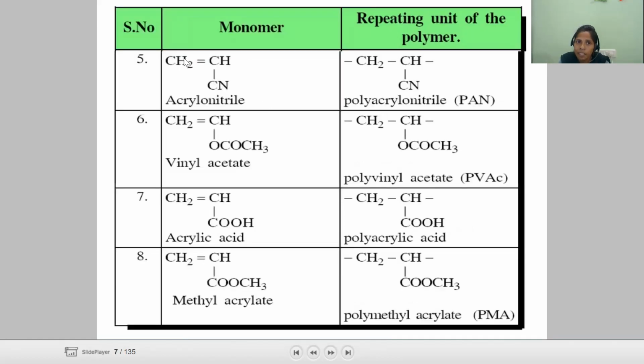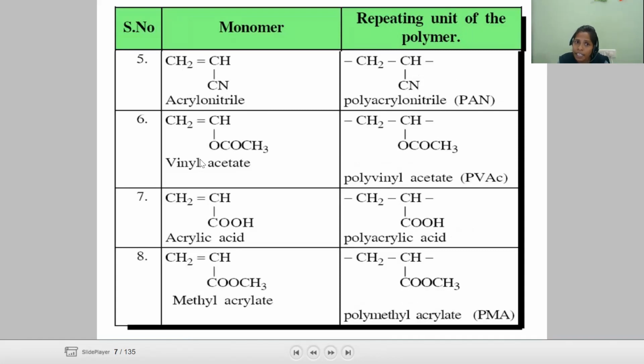This repeating unit is in the polymer n times. And some more examples. This is vinyl cyanide and this is polyvinyl cyanide, acrylonitrile, polyacrylonitrile, or we can call it vinyl cyanide, polyvinyl cyanide. And this is vinyl acetate, polyvinyl acetate, acrylic acid, polyacrylic acid, methyl acrylate, polymethyl acrylate.